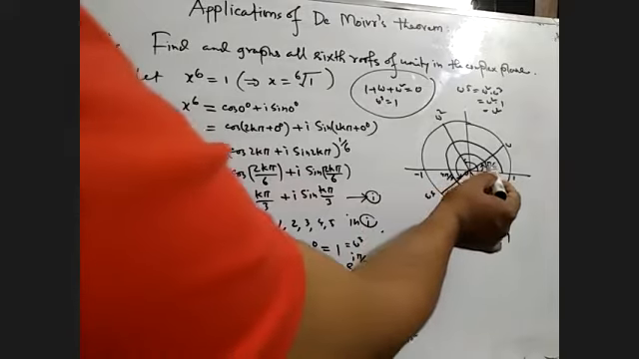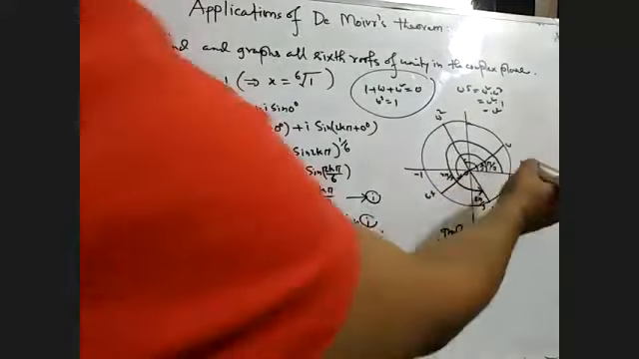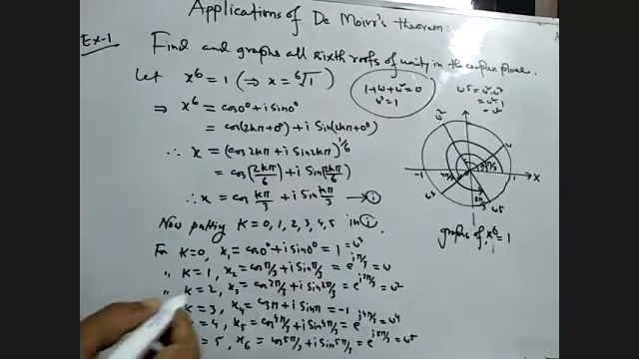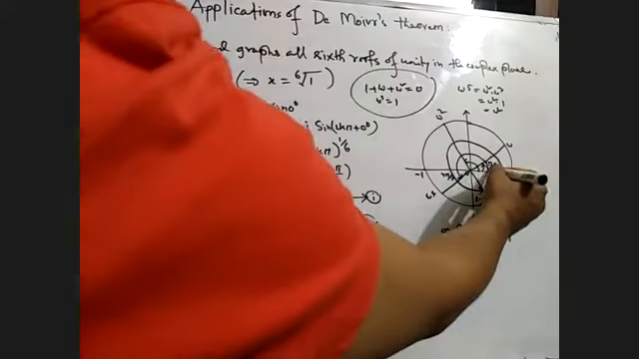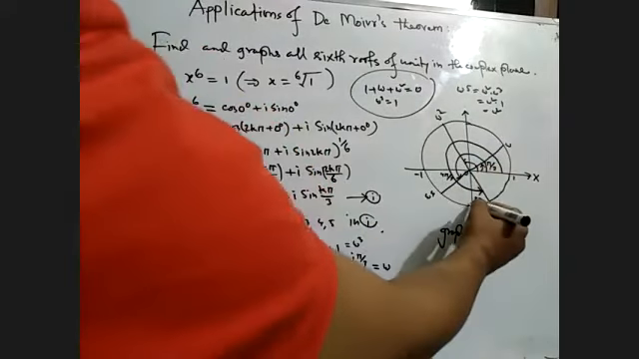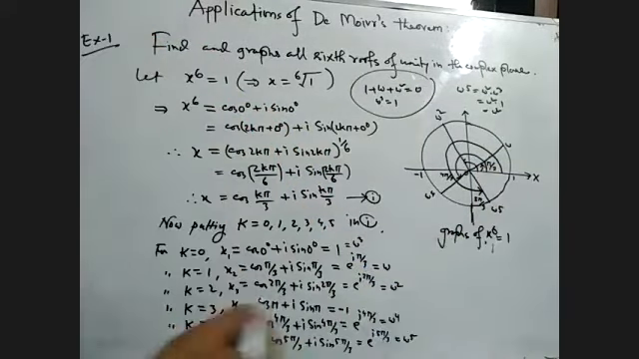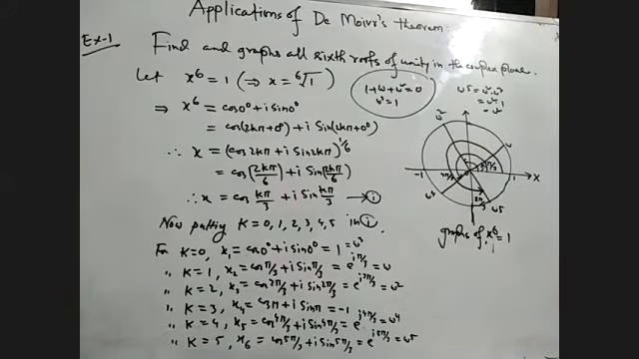Angle, this is the x-axis, and this is the y-axis, real axis, and this is the imaginary axis. Okay, every angle will start from here. Okay, now another example.